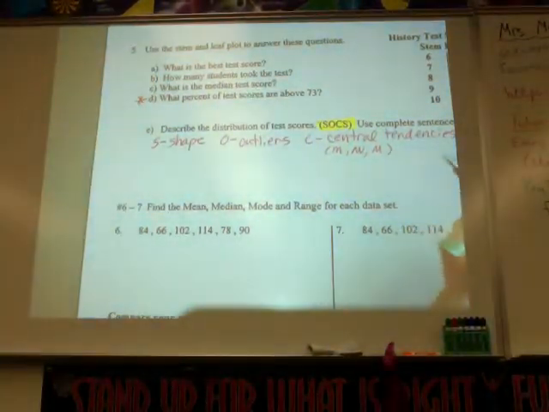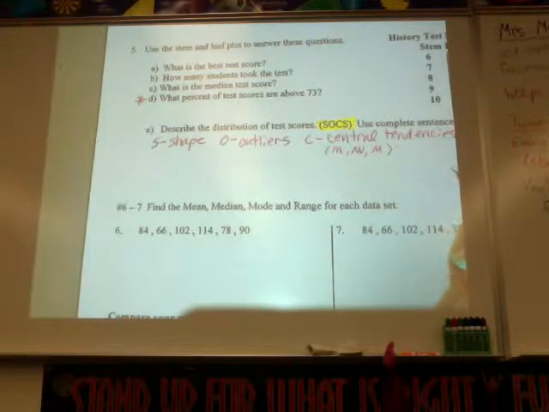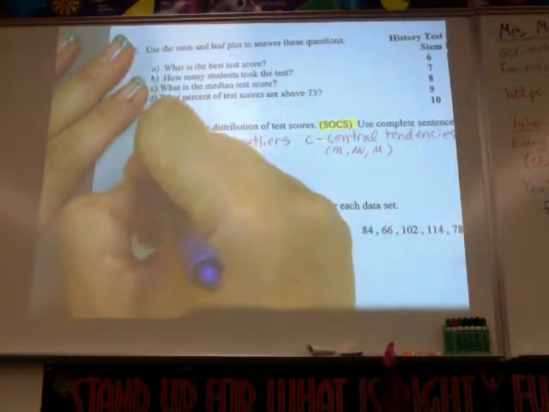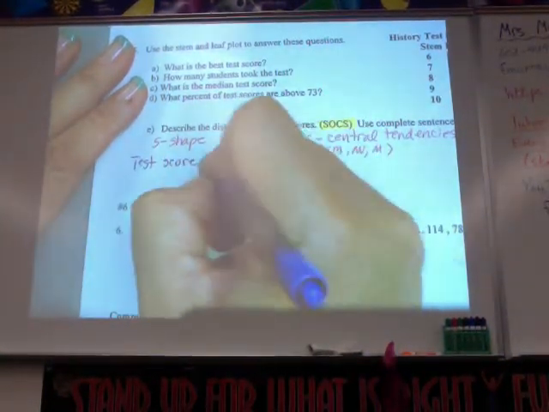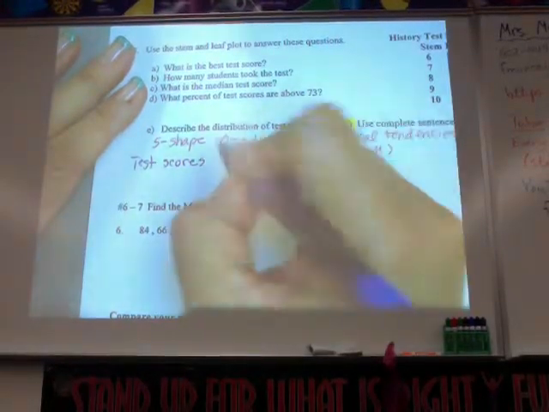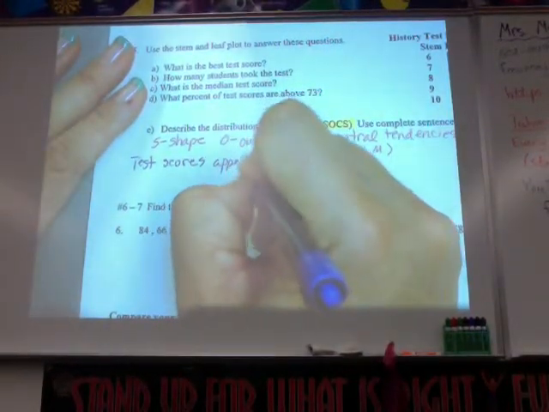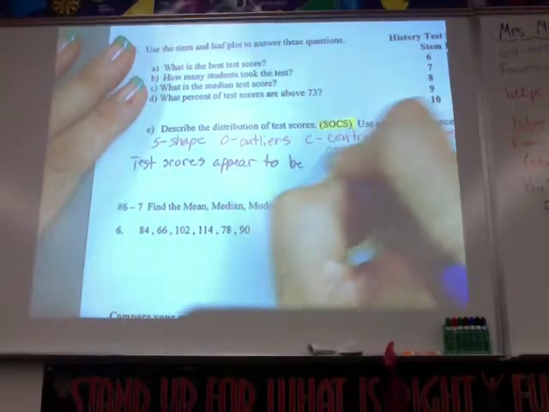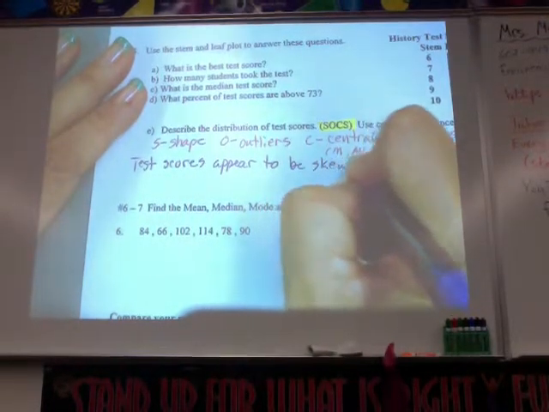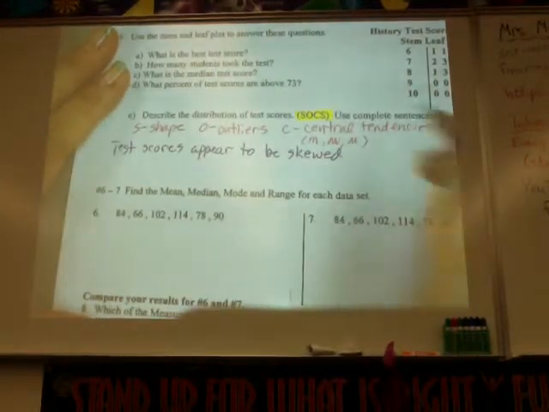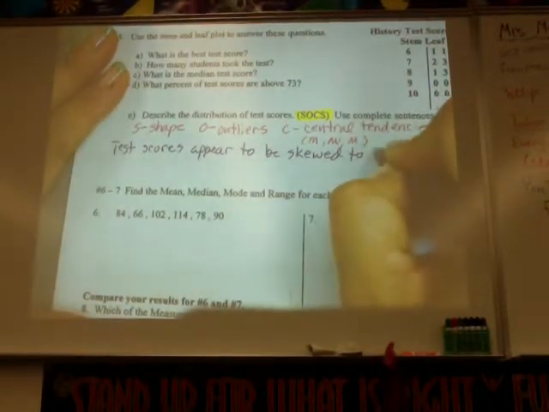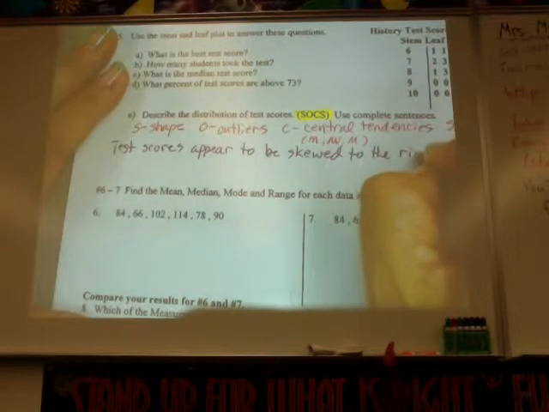So instead of saying the data, I want to talk about what the data means. What does that data mean? Test scores. So test scores, and we have to use complete sentences. Test scores appear to be skewed. Learn how to spell that word. Don't spell it wrong. It could be embarrassing. Skewed to the right.